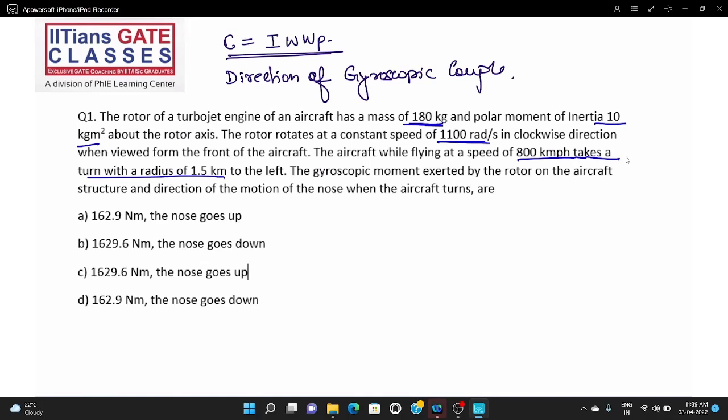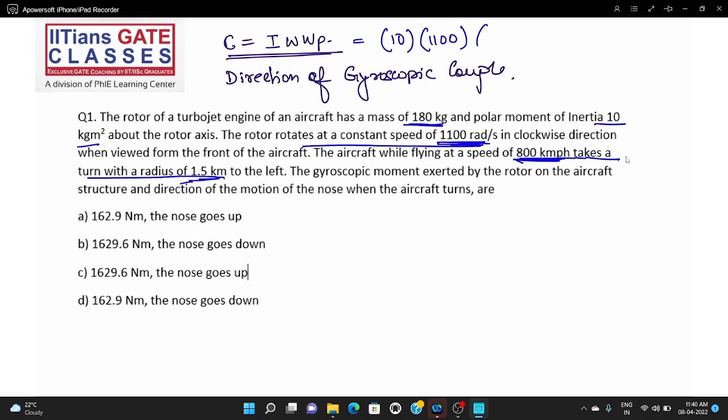Let us first calculate the gyroscopic couple. What is the value of I? Value of I is given as 10. What is the value of omega given? Rotor rotates at a constant angular speed of 1100 radian per second, right? And then you have the axis of precession. The linear velocity is given, radius is given.